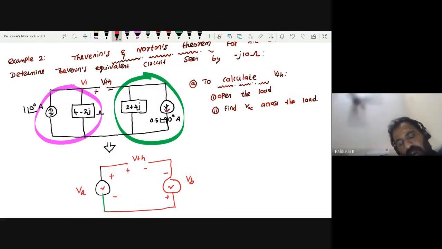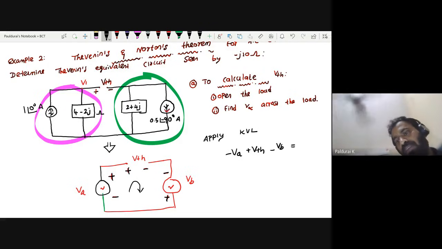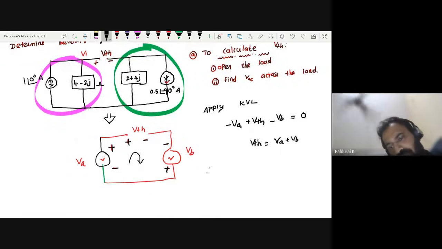Now how to find VTH? In order to calculate VTH, just apply KVL. It is minus 2 plus, so minus VA, plus 2 minus, so plus VTH, minus 2 plus, so minus VB equals 0. I'm looking for VTH, which is nothing but VA plus VB. Therefore, what is my VTH? What is VA? I'm coming here, right?